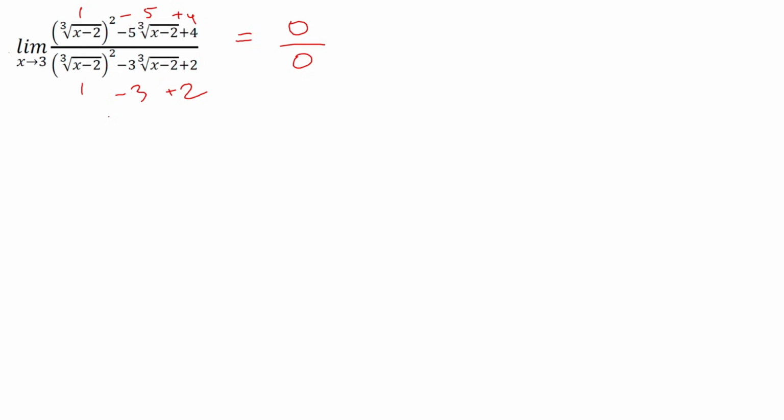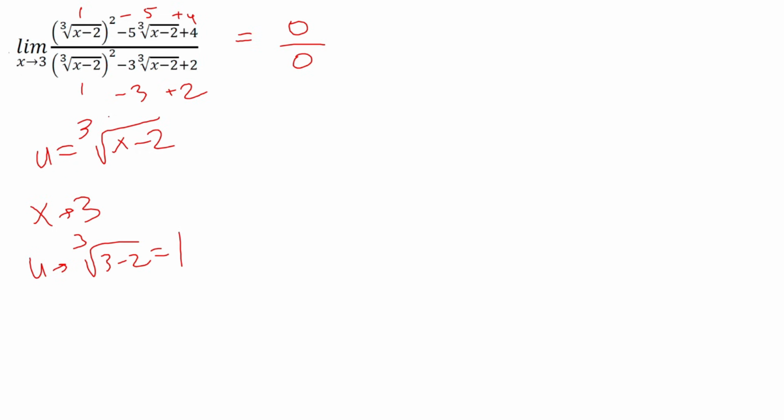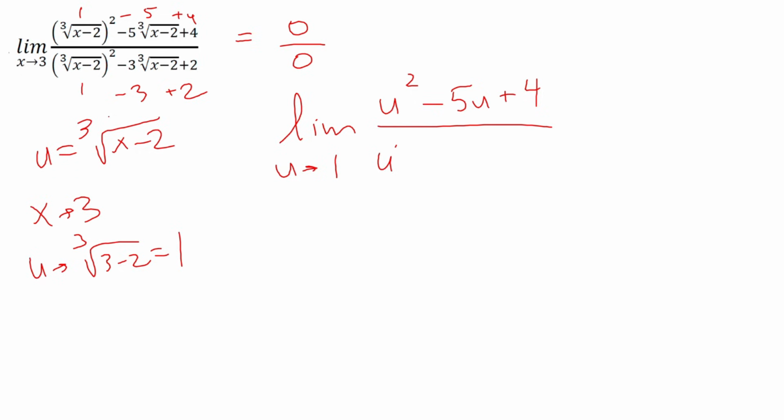So for this one, we're not going to use L'Hopital's rule, because it seems like it's a mess. So what we'll do is we'll let u equal the cube root of x minus 2. Well, if u is the cube root of x minus 2, and x is approaching 3, then u is approaching the cube root of 3 minus 2, which is just 1. So we can rewrite this as the limit as u approaches 1 of u squared minus 5u plus 4 over u squared minus 3u plus 2.